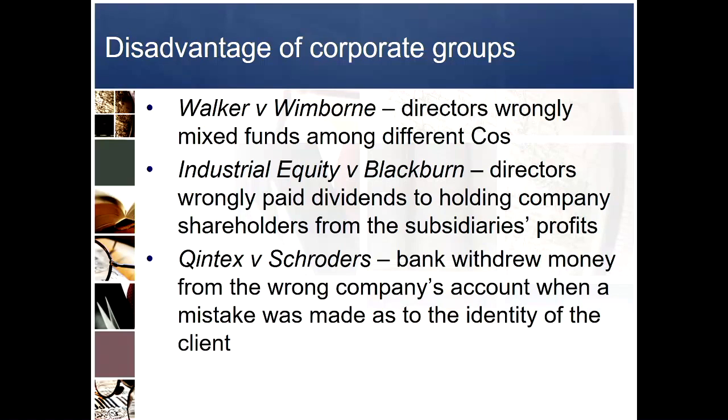So just some disadvantages of corporate groups. It's this administration issue that frequently comes up. In the Walker and Wimborne case, which we'll revisit, the directors wrongly mixed funds amongst the different companies within the group. In the Industrial Equity case, the directors wrongly paid dividends to the holding shareholders, and in the Quintex case, the bank withdrew money from the wrong company's accounts.